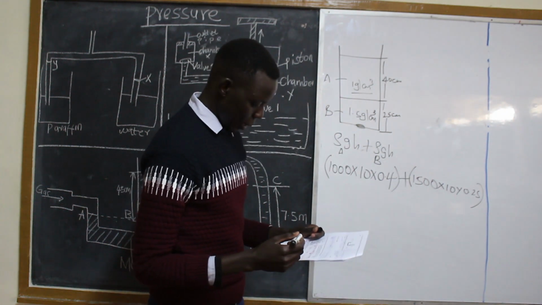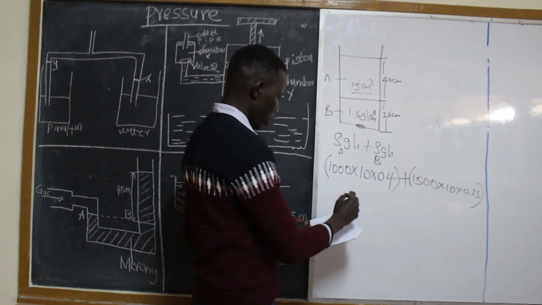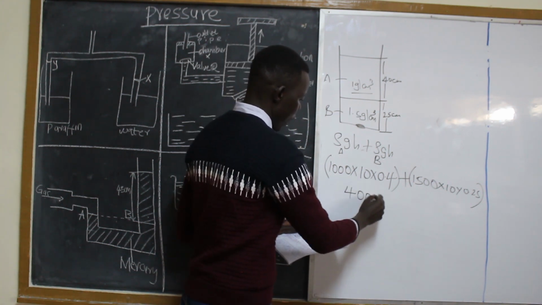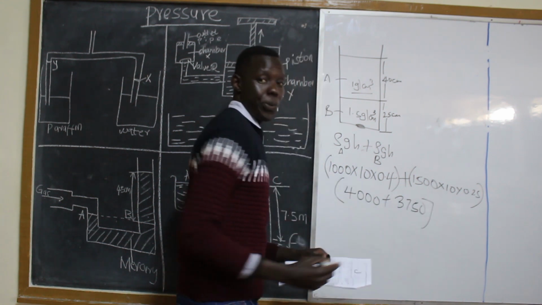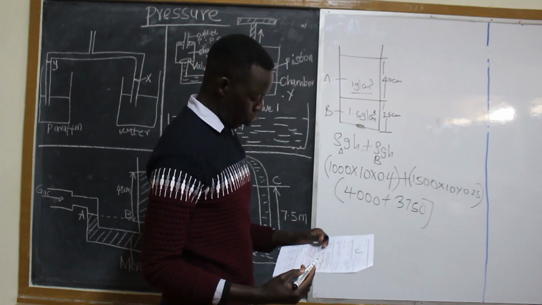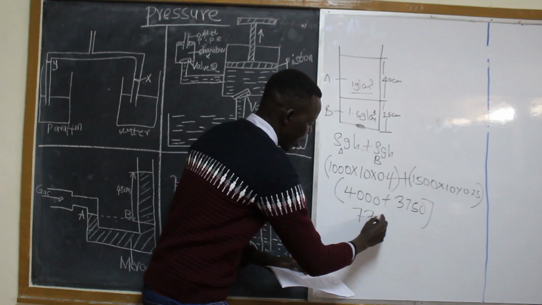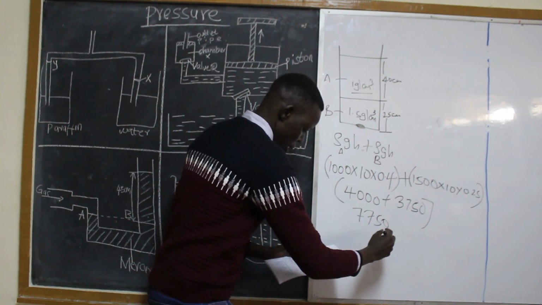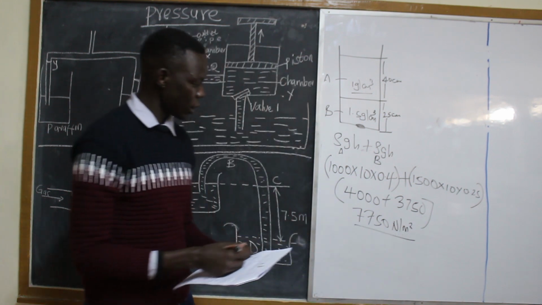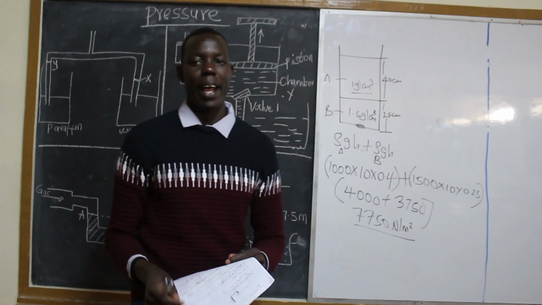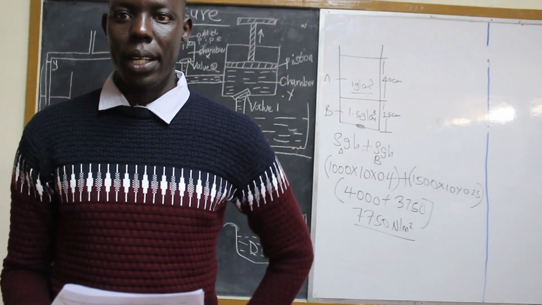People of God, we have arrived. This is 3750. This is 4000, plus 3750. Now, use the calculator your parents bought for you. You see, it is 7750 Newton per meter square. That is where we are. If you got that, just be happy that at least you got this one.